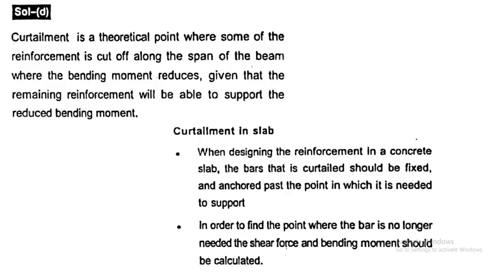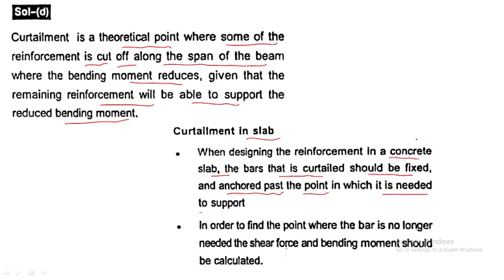First of all, understand what you mean by curtailment. Curtailment is a theoretical point where some of the reinforcement is cut off along the span of the beam, where the bending moment reduces, given that the remaining reinforcement will be able to support the reduced bending moment. Right? So this is a point you have to remember. Now curtailment in the slab means when designing the reinforcement in a concrete slab, bars that are curtailed should be fixed and anchored past the point at which they are needed to support.